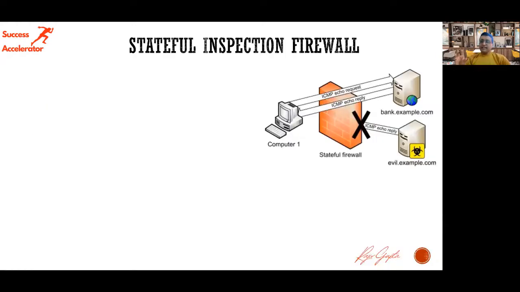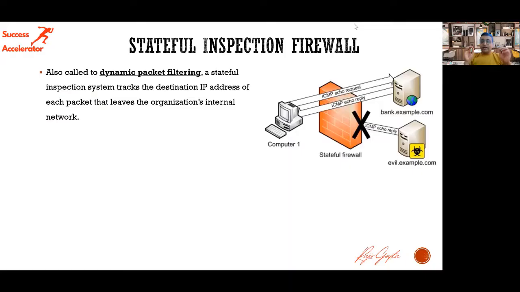So I have simplified the definition for you so that once after watching the video, when you go back to the CISA manual, it will be easy for you to go through the theory as well. So what happens in this one? Number 1. Stateful inspection firewall is also called dynamic packet filtering. So please remember this, another name for it.